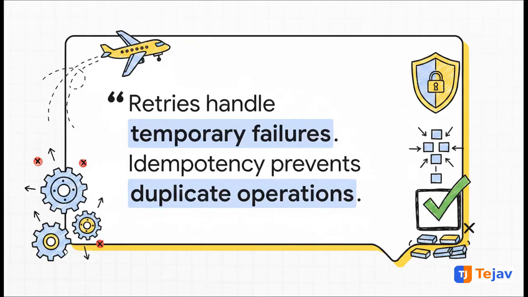So let's boil all of this down to the one thing you have to remember. Think of it like this. Retries handle temporary failures. They give you resilience. Idempotency prevents duplicate operations. It gives you safety. You absolutely need both of them working together to build truly robust systems. One without the other is a job half done.